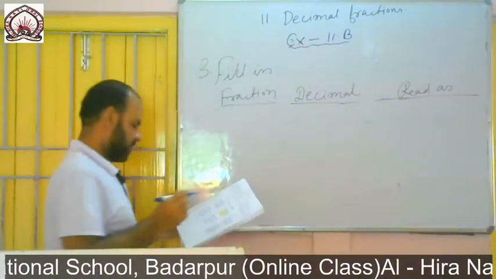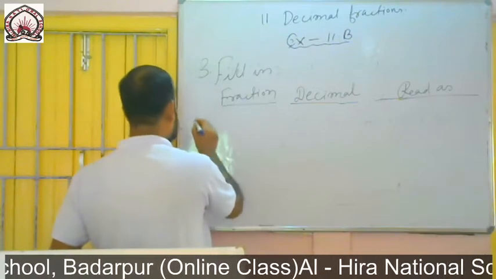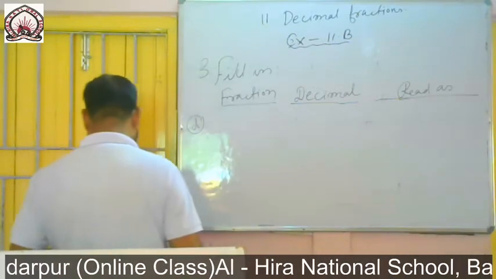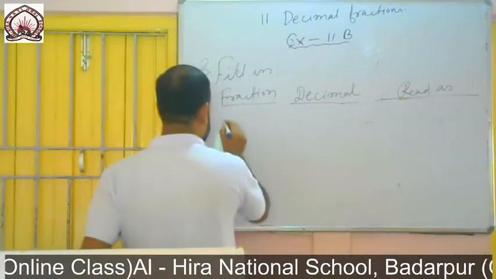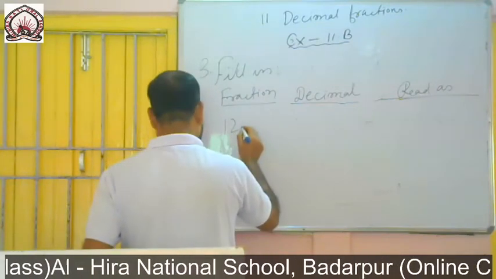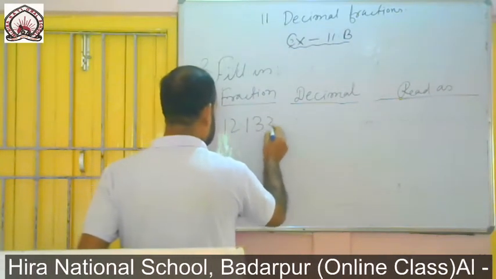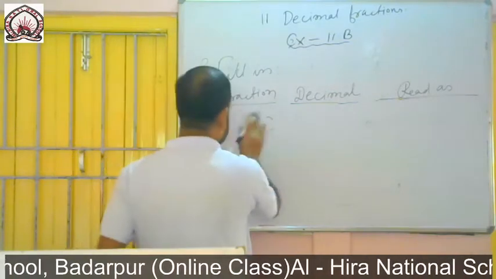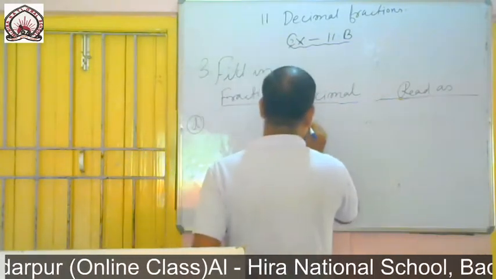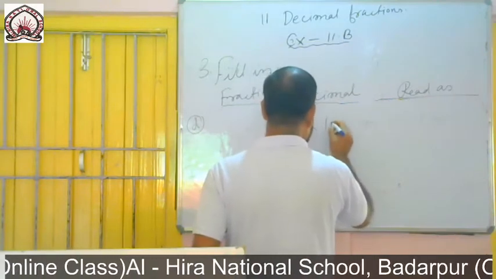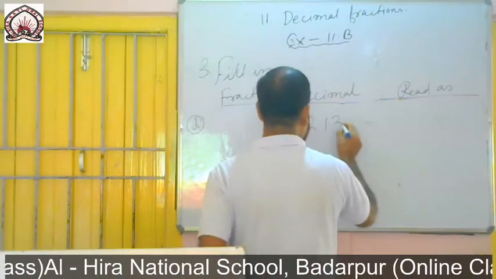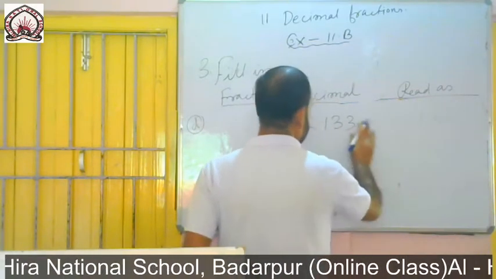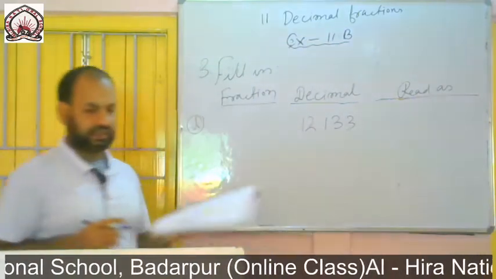Question number D. 12.133. This decimal fraction is 12.133. So first we write the common fraction.